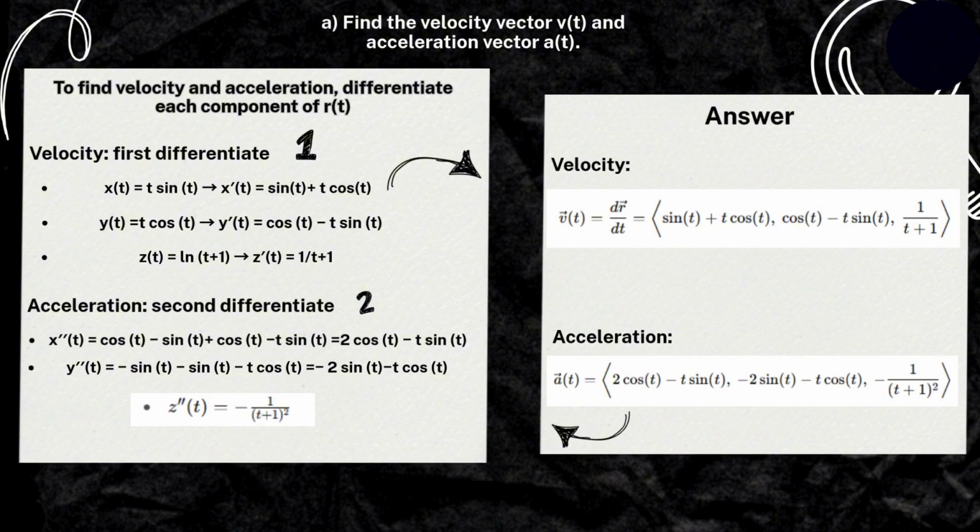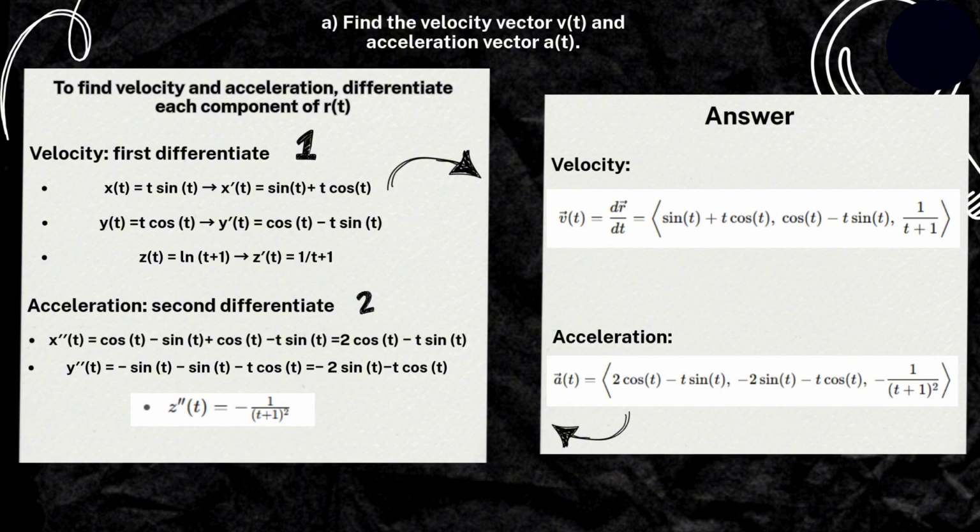For y(t), from cos t minus t sin t, we get negative sin t minus sin t minus t cos t, which is negative 2 sin t minus t cos t. For z, which is 1 over t plus 1, we differentiate and get minus 1 over t plus 1 squared. To write the answer for velocity, we write the functions x, y, z back.